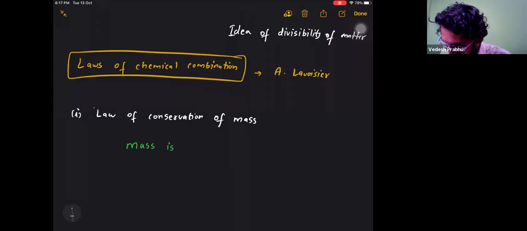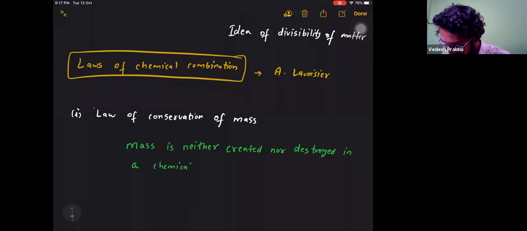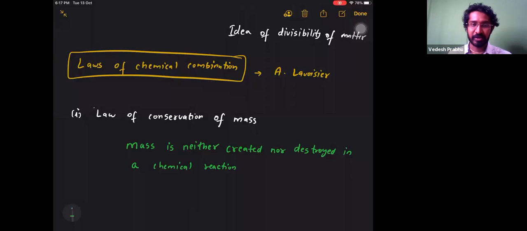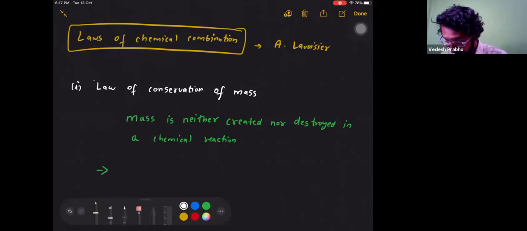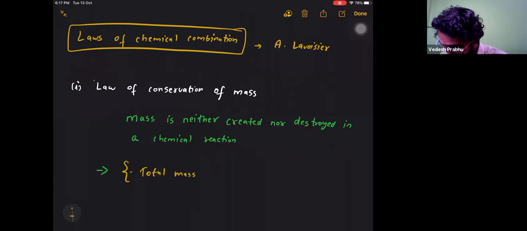Mass is neither created nor destroyed in a chemical reaction. So what is the understanding that you can have from this statement? I will write the interpretation also. This tells me that the total mass of the reactants is equal to the total mass of products.